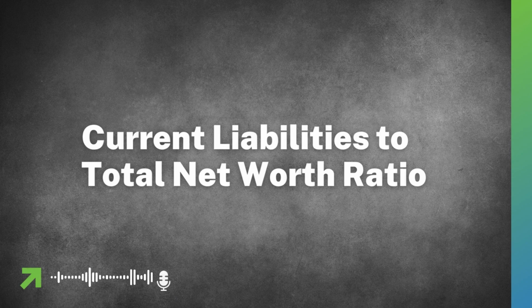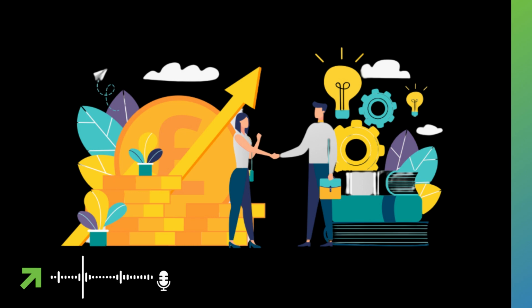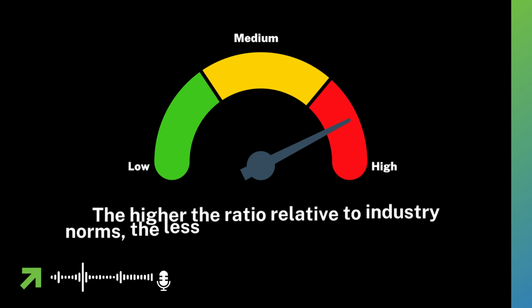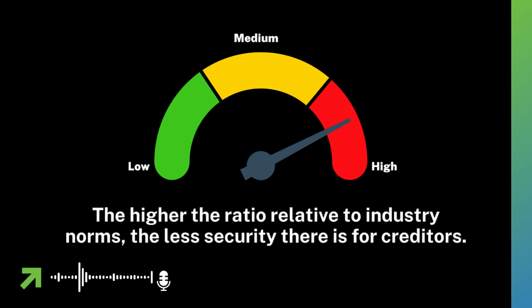The current liabilities to total net worth ratio quantifies the risk that short-term creditors are taking compared to the risk taken by the company's owners. This ratio reflects a level of security for creditors. The higher the ratio relative to industry norms, the lesser the security there is for short-term creditors.